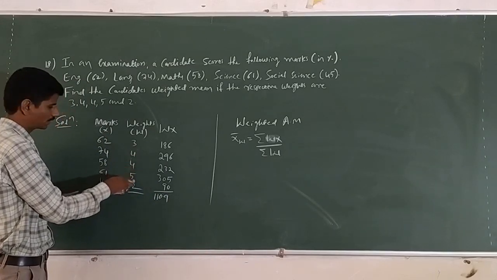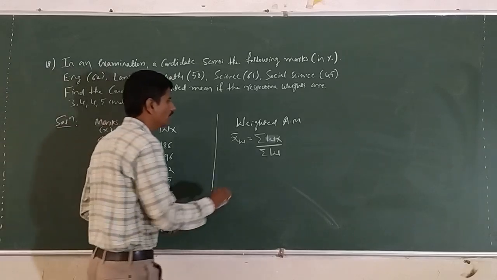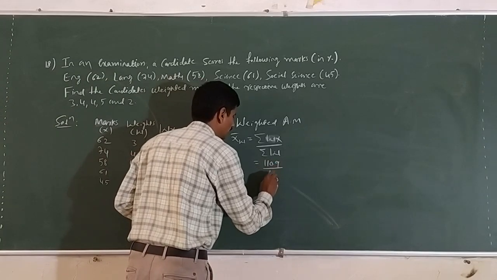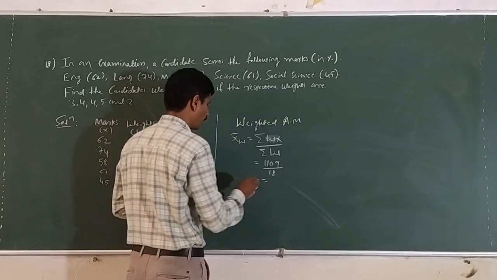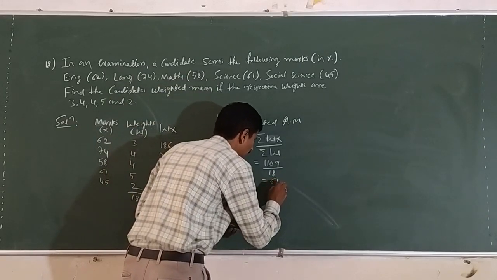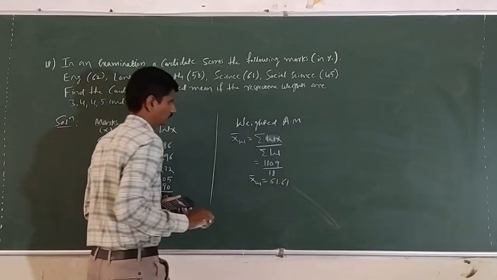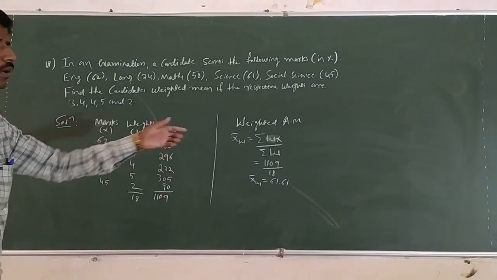The sum of weights: 3 plus 4 is 7, 7 plus 4 is 11, 11 plus 5 is 16, 16 plus 2 is 18. Then substitute the values. The sum of wx is 1109 divided by the sum of weights, 18. The answer is 61.61, x bar w. The weighted arithmetic mean is 61.61.